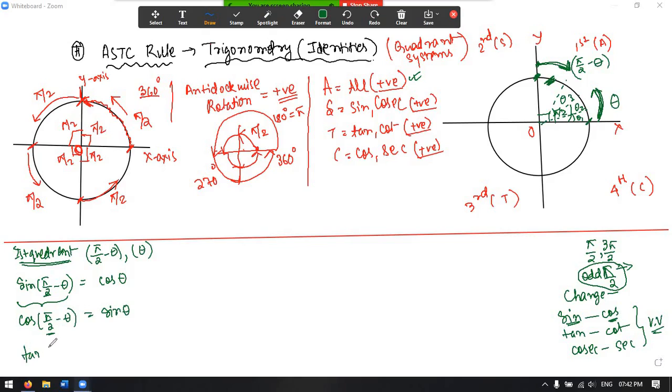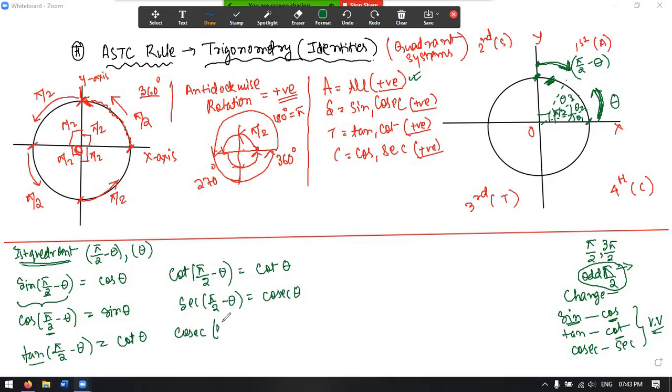Now tan pi by 2 minus theta. Tan will change to what? Cot. These are very simple tricks. Now I can write cot pi by 2 minus theta, which will be tan theta. I'm writing down the other two also. Sec pi by 2 minus theta is equal to cosec theta, and cosec pi by 2 minus theta will be equal to sec theta.